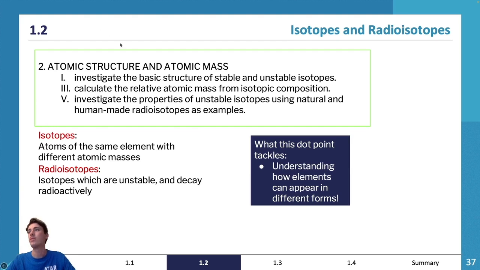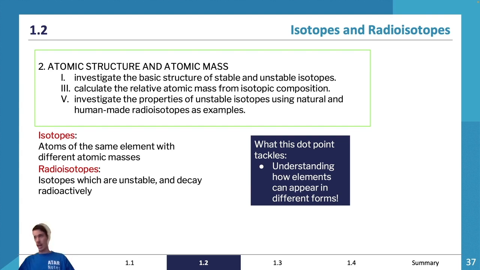So your atomic structure and atomic mass, this is one of the points they talk about. They want you to talk about the basic structure, but they also want you to talk about how to calculate the relative atomic mass. And you might say to me, what the heck does it mean by relative atomic mass? Why can't I just say atomic mass? Really good point. Relative atomic mass is because of this phenomenon called isotopes.